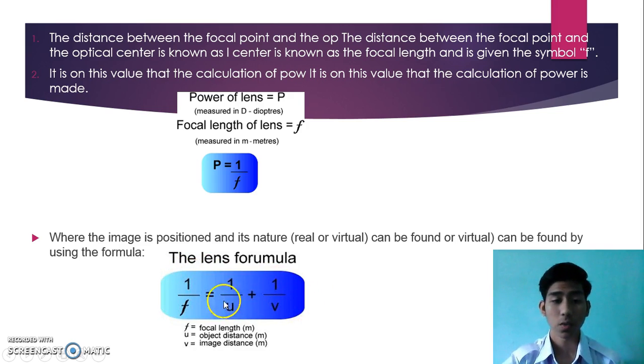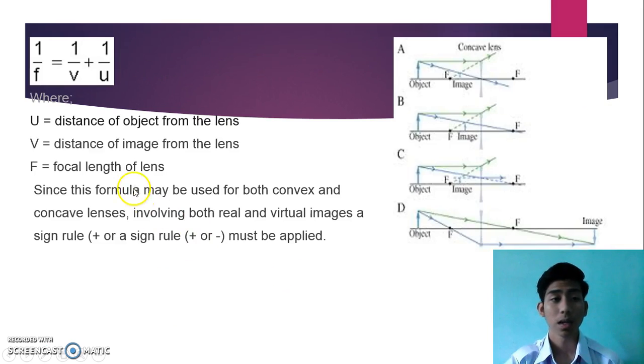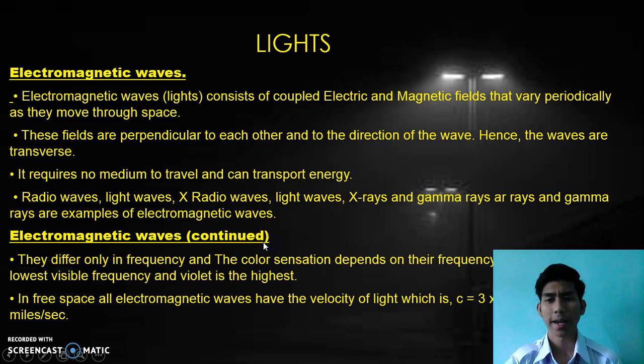This is the lens formula: 1 over f equals 1 over u plus 1 over v. u is the distance of the object from the lens, v is the distance of the image from the lens, and f is the focal length of the lens. Since this formula may be used for both convex and concave lenses involving both real and virtual images, a sign rule, positive or negative, must be applied.